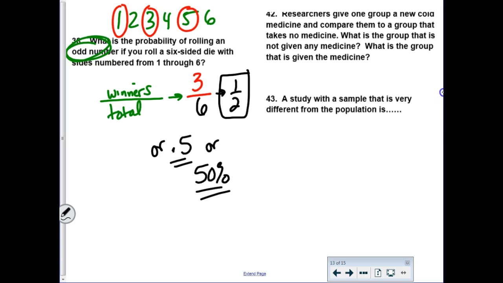All right, so since I don't have to keep flipping slides, could you look over at this researcher's question? So we have one group to get a new cold medicine, and we're going to compare them to a group that takes no medicine. What is the group that is not given any medicine? So the one that has no medicine given to them, that's given a placebo. Do you remember what that group's called? Control group. Very good. And then the group that does get the medicine, this is the treatment group.